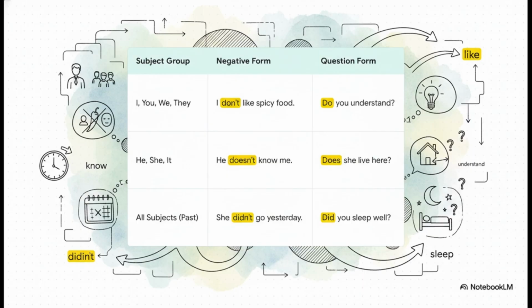All right, think of this table as your ultimate cheat sheet. Just scan down the columns. It doesn't matter if it's a negative sentence with don't, doesn't, or didn't, or a question starting with do, does, or did. Look at the main verb that comes after it, like understand, know, live, go, sleep. It's always in its simple base form, every single time.